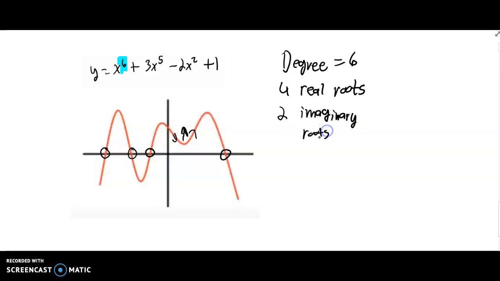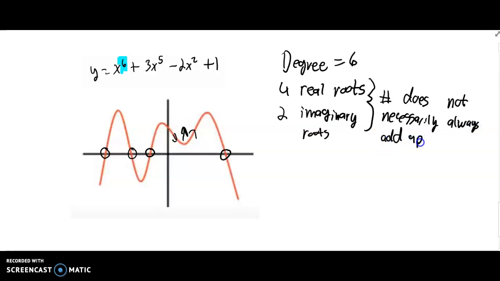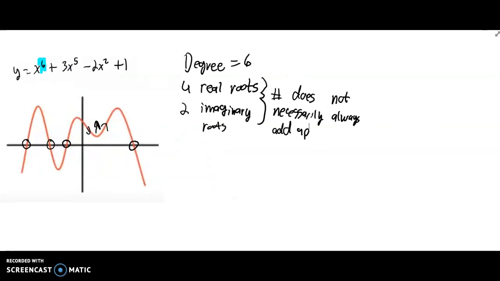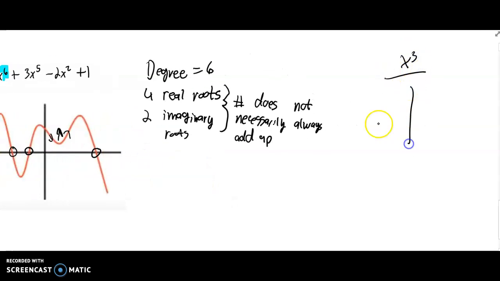You'll notice that in this case, we do add up to the total degree, but the number does not necessarily always add up. Because we can have, for example, triple roots, because if we just look at the graph of x cubed, this is only one real root, but it is a triple root. So the number of real roots is not necessarily the same as the degree, and that's because we have double and triple roots.